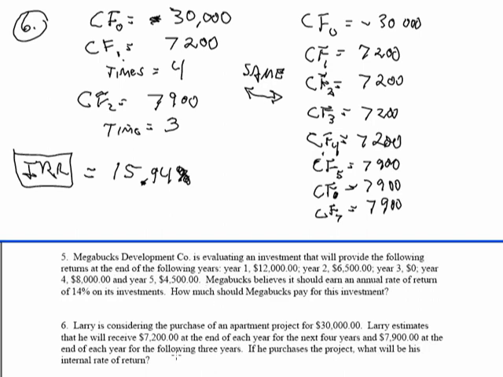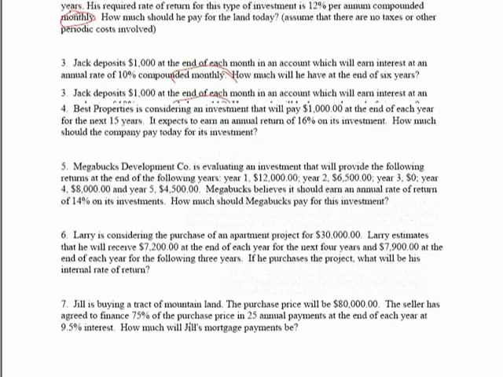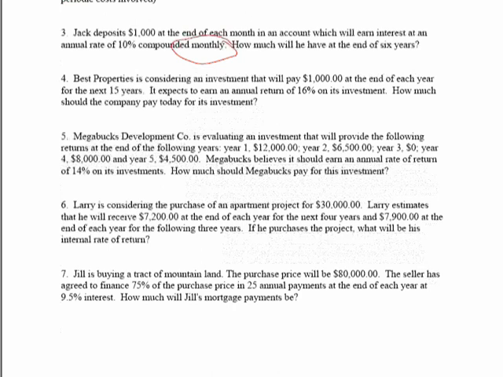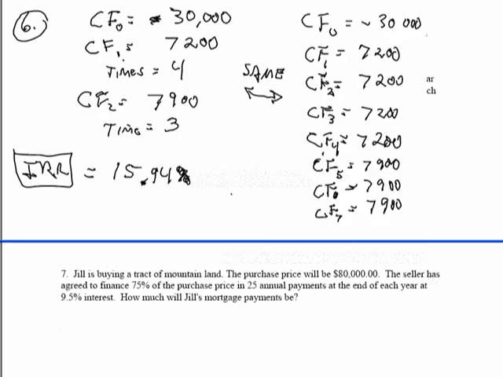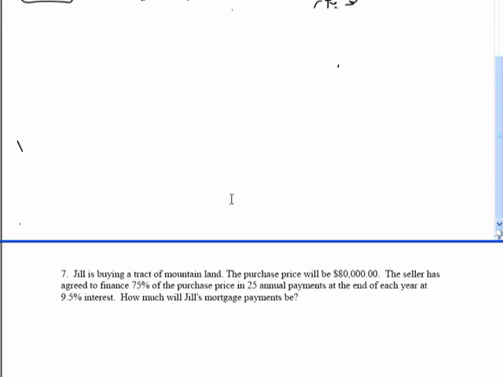All right, and our last problem, number 7. Let's move that up. Get the pen back. And we're doing number 7. Jill is buying a tract of mountain land. The purchase price will be $80,000. The seller has agreed to finance 75% of the purchase price in 25 annual payments at the end of each year at 9.5% interest. How much will Jill's mortgage payments be?